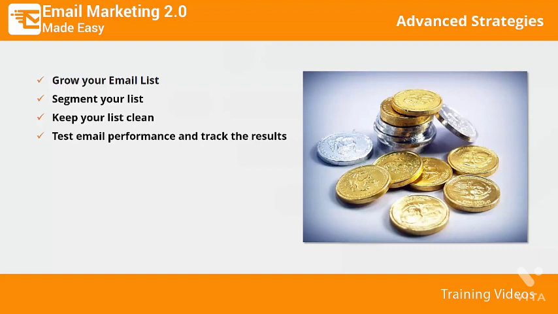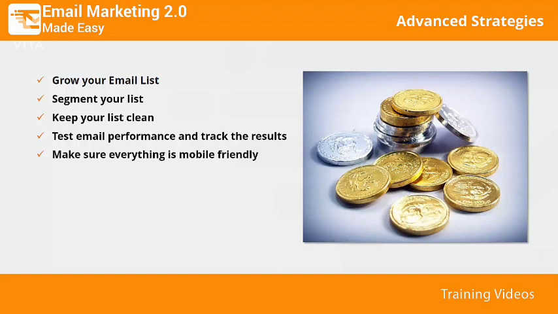Test email performance and track the results. You can do A/B tests of delivered messages, calls to action, and subject lines to learn how people react. After that, you can see what works best and what your audience will like, make the changes you need, and improve ROI in the process.